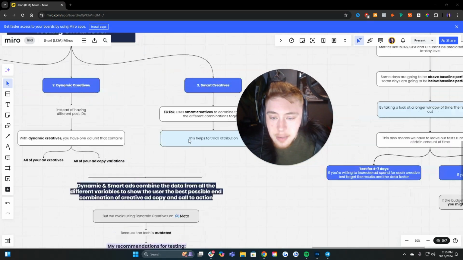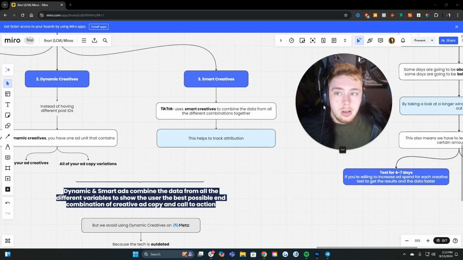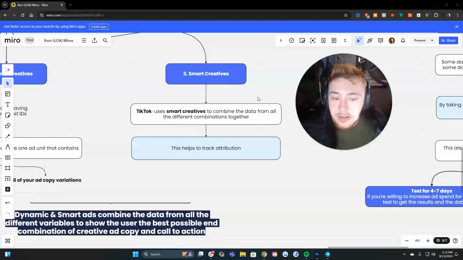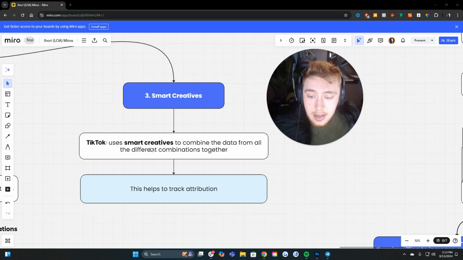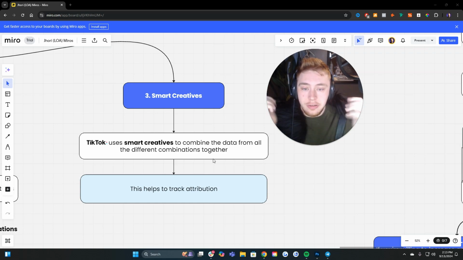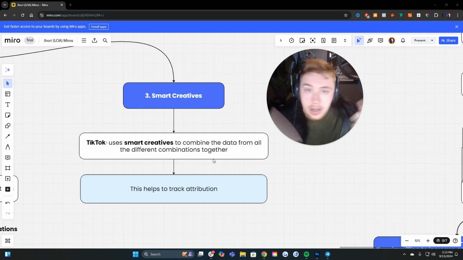So, it's basically the same thing. TikTok wanted to copy dynamic creatives from Meta, but it actually updates its technology. And so it's a lot better for performance marketing to use smart creatives, which again pools ad copy and creative variations together in one ad unit, which can share learnings with each other as opposed to separate post IDs.